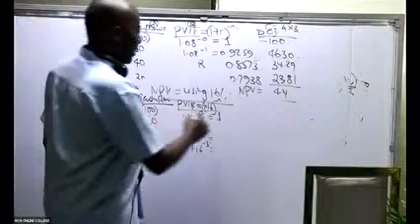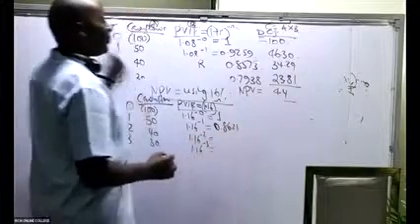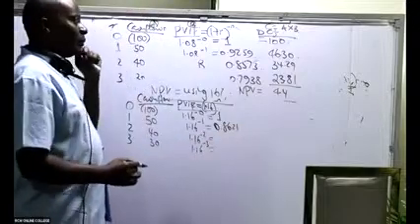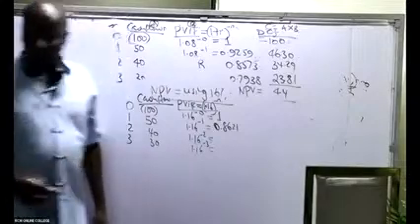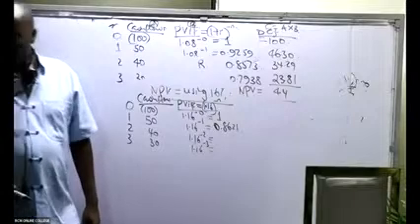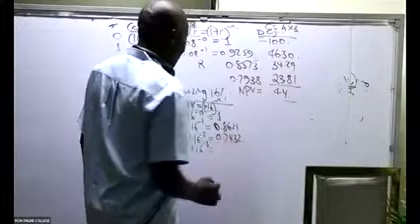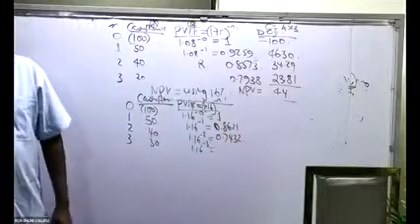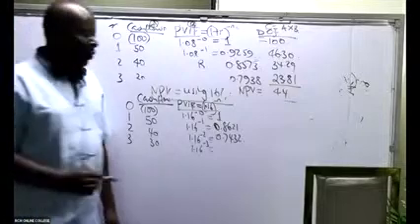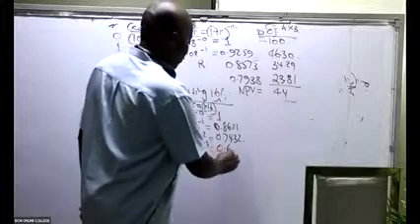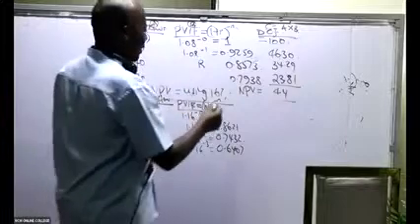0.8621, then 0.7432, and then we have 0.6407, like that. So then come and give me discounted cash flows.